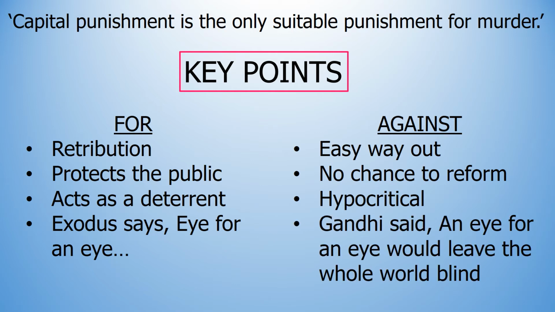Lastly, taken from famous Gandhi, he very famously said, an eye for an eye, linking directly to the Exodus quote, would leave the whole world blind. So in other words, if we take this kind of stance and punish in this way, it's ultimately not making the world a better place. People aren't learning from it. So it would go against capital punishment.